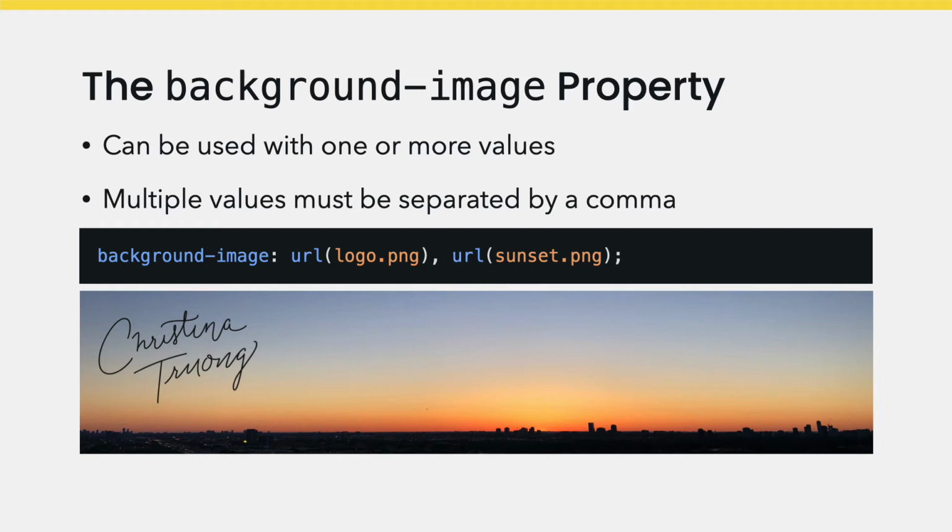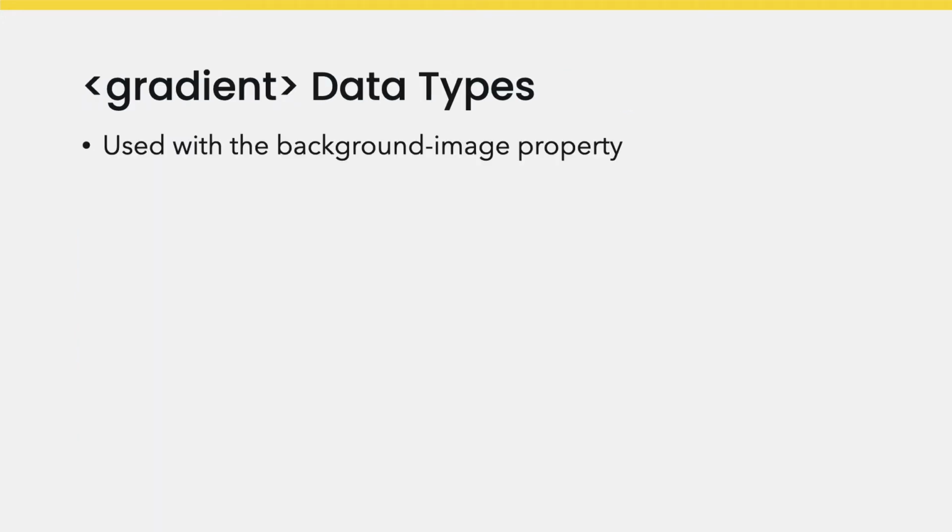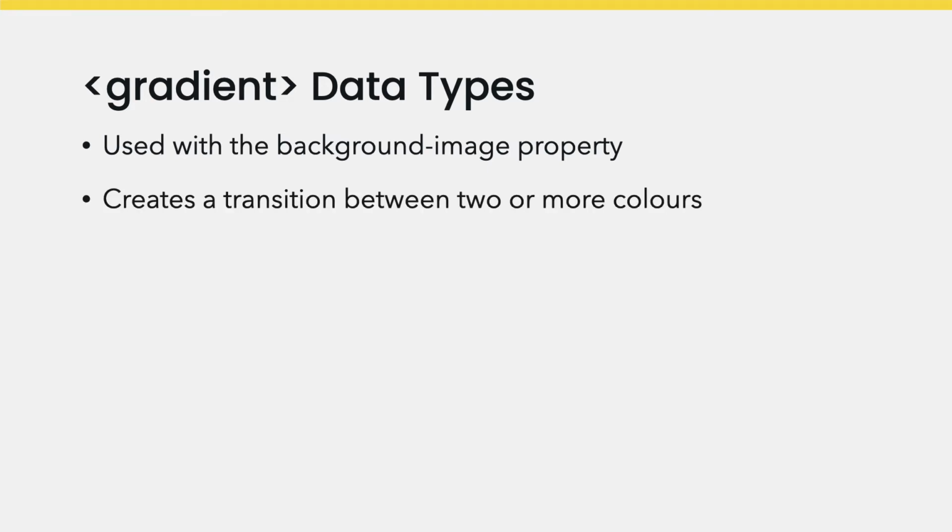The background image property can also be used to create a gradient. There are many CSS gradient data types that can be used to transition between 2 or more colors.